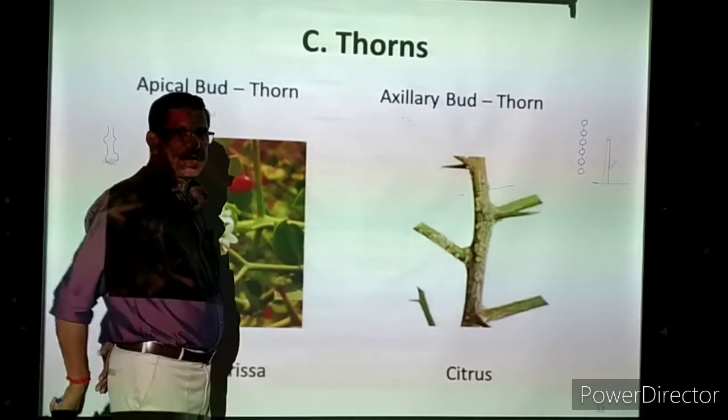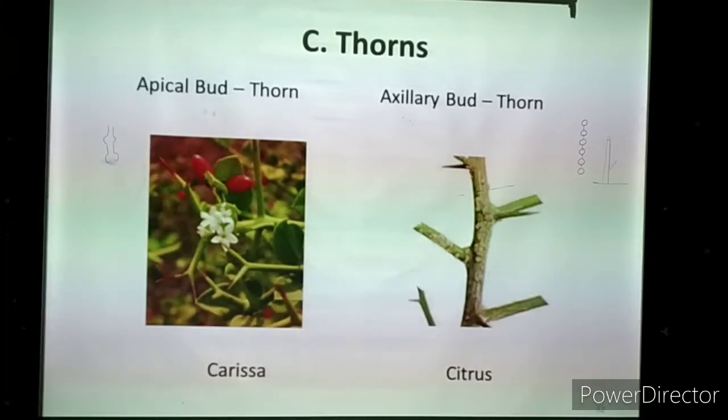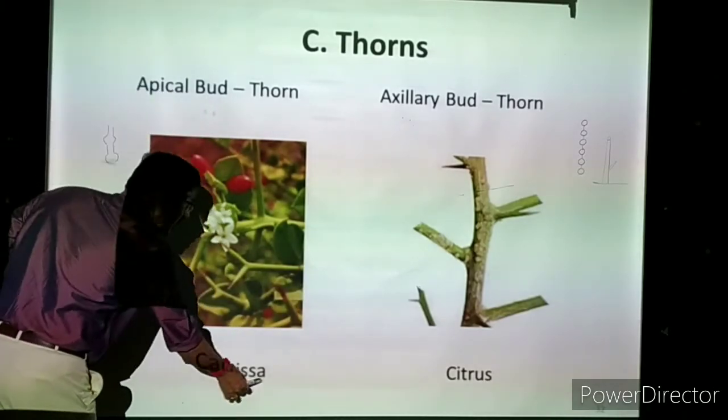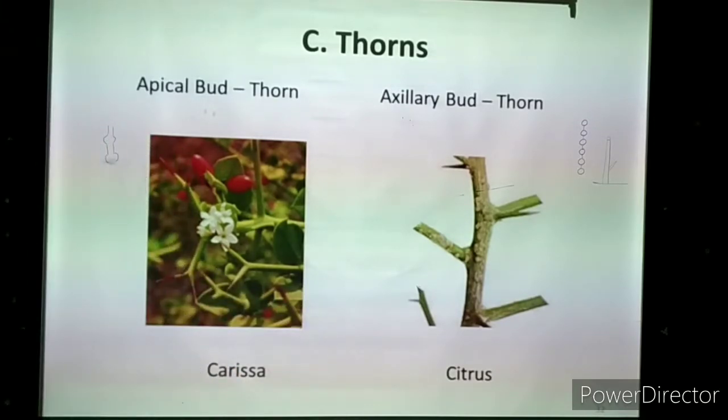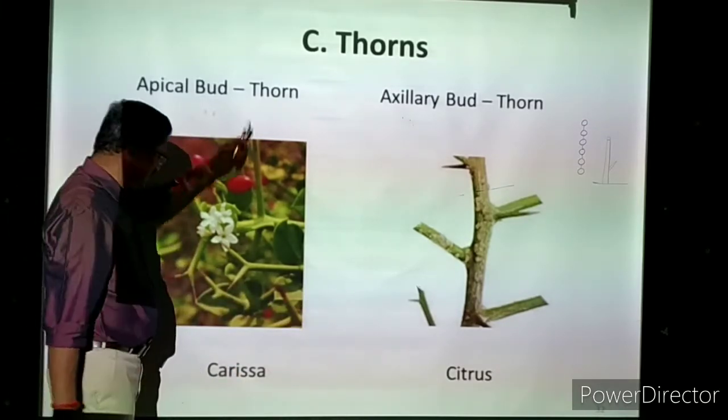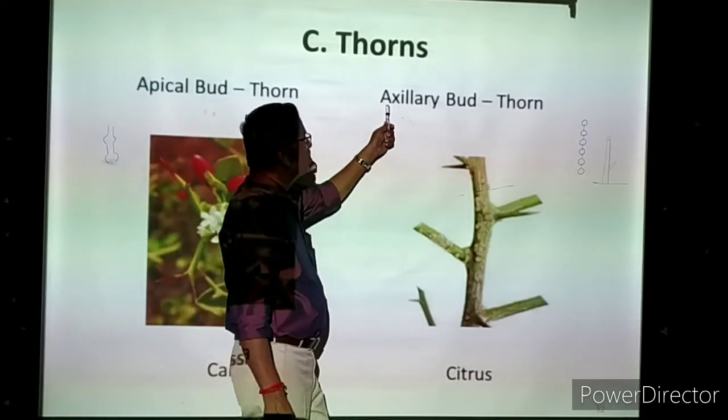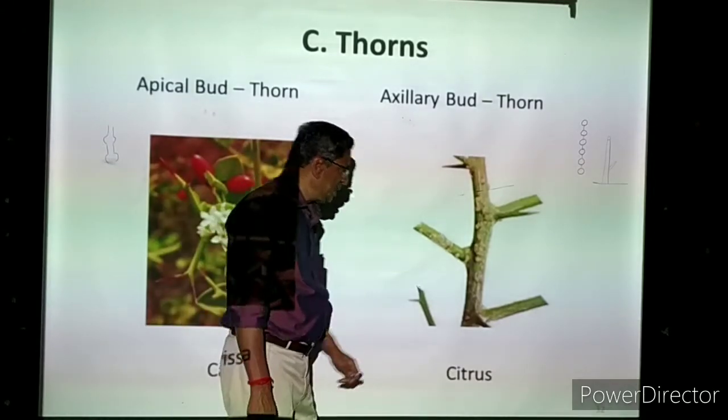So they are also giving protection. So in Carissa and also in citrus, the apical buds are modified into thorns in Carissa. Lateral buds or axillary buds are modified into thorns in citrus.